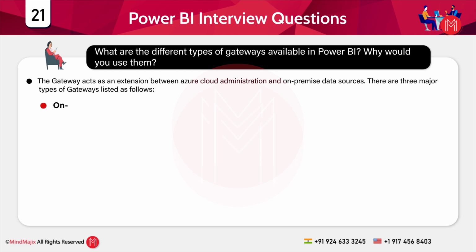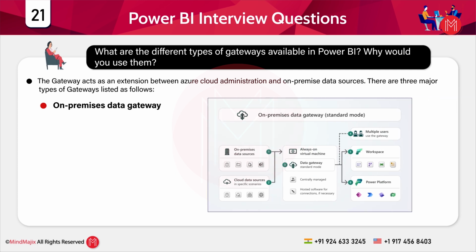So the first one is the on-premise data gateway. So this allows multiple users to connect to various on-premises data sources. You can use an on-premise data gateway with all of the supported services with a single gateway installation.